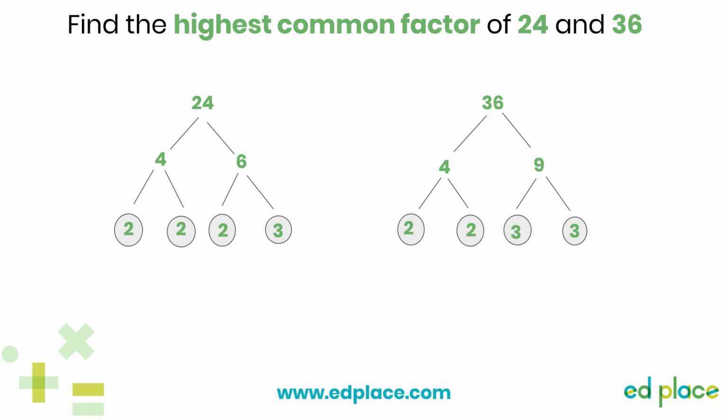Once the numbers have been broken down into trees, we can use them to find our highest common factor. First, we put our answers down one underneath the other in ascending order, which will make the next part easier. As we can see, 24 is equal to 2 times 2 times 2 times 3, and 36 is equal to 2 times 2 times 3 times 3.